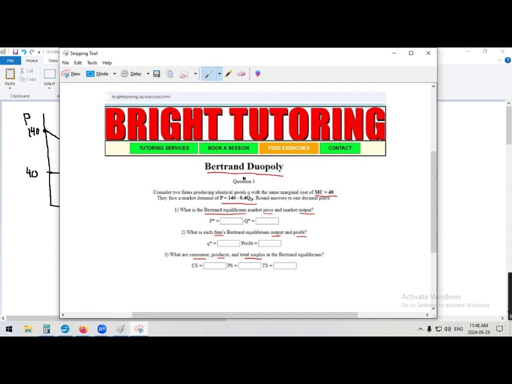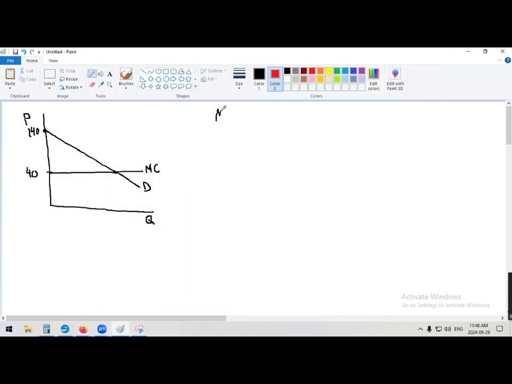So now here, the key thing about Bertrand duopoly is that they're profit maximizing firms, so they do marginal revenue equals marginal cost, and then they're in a price war, so price equals marginal revenue. So what we have is price equals marginal cost, which is equal to 40. So that's going to be your price here.